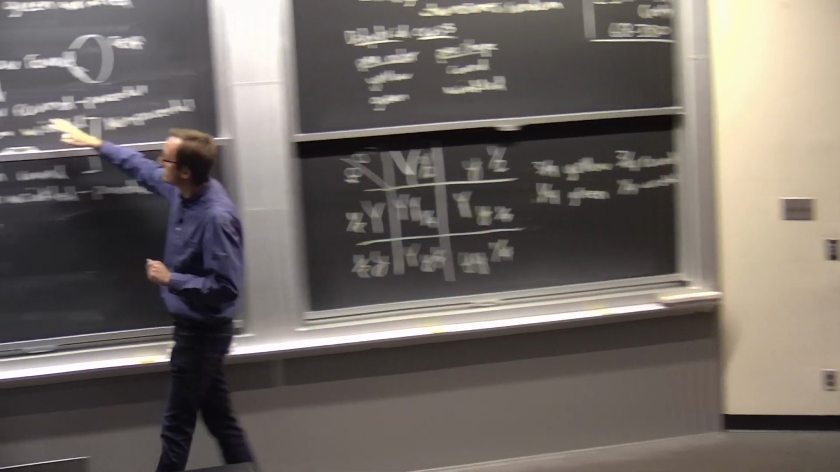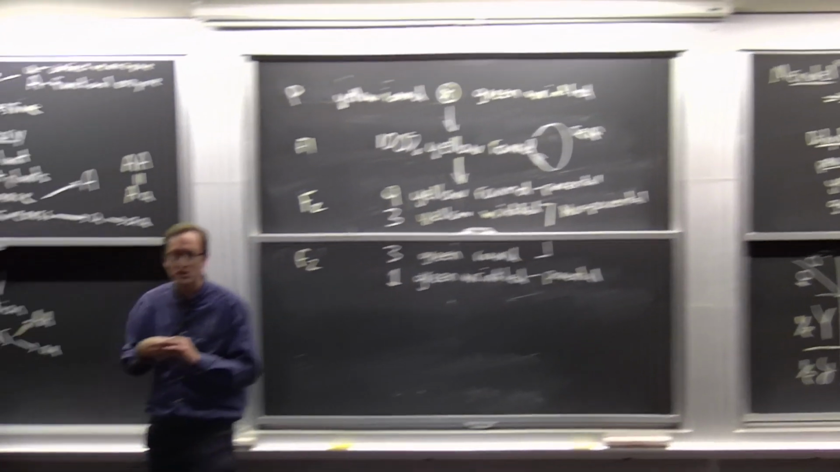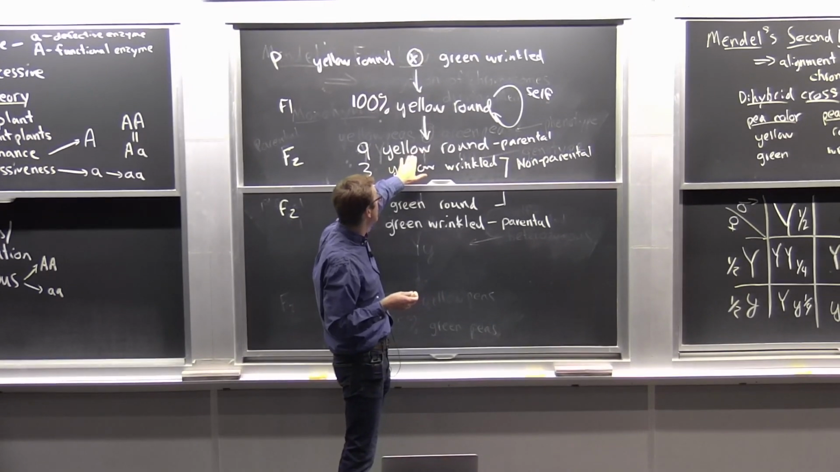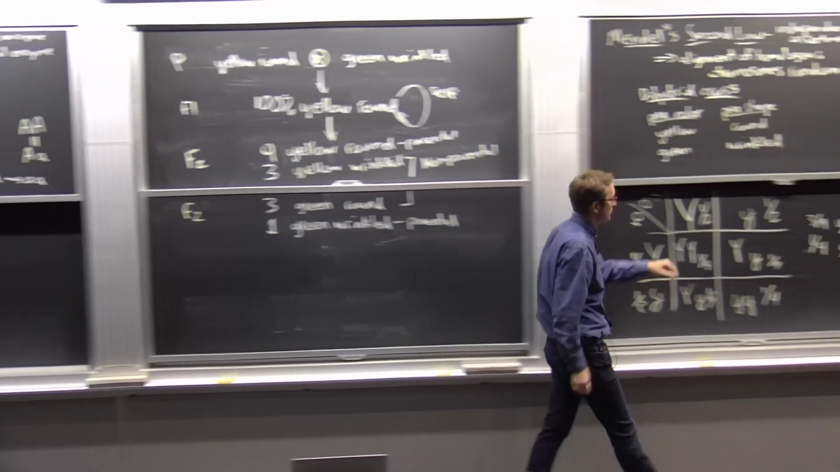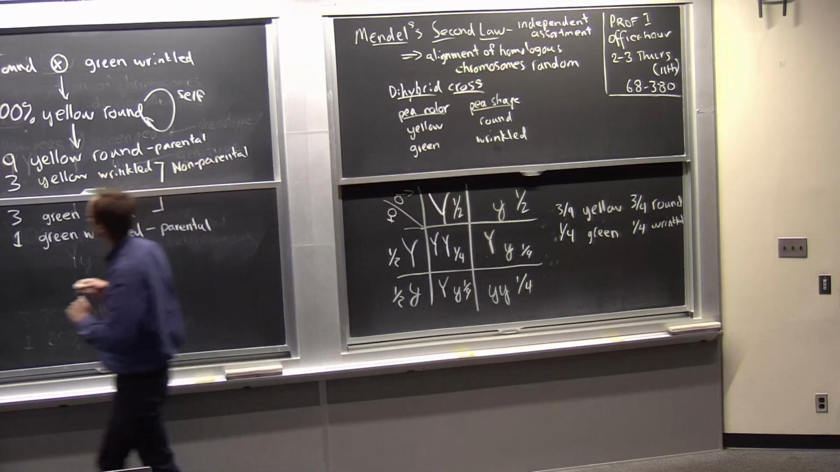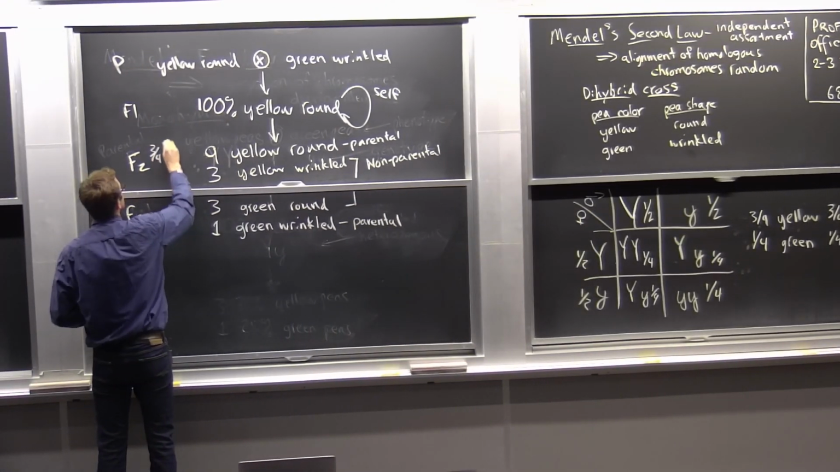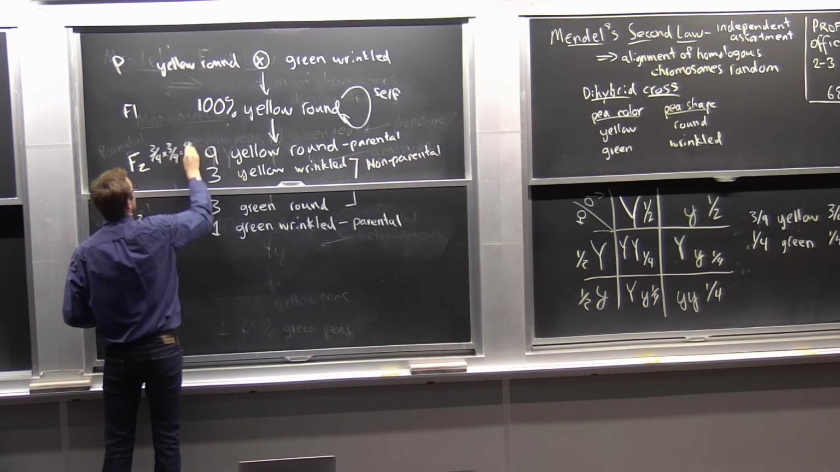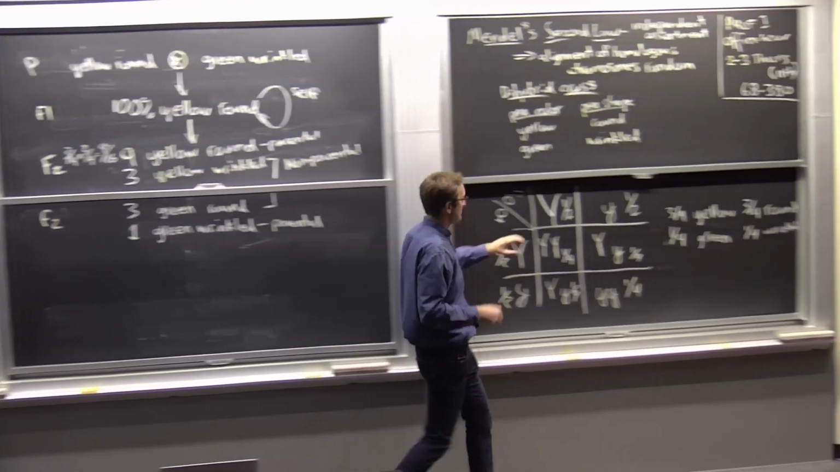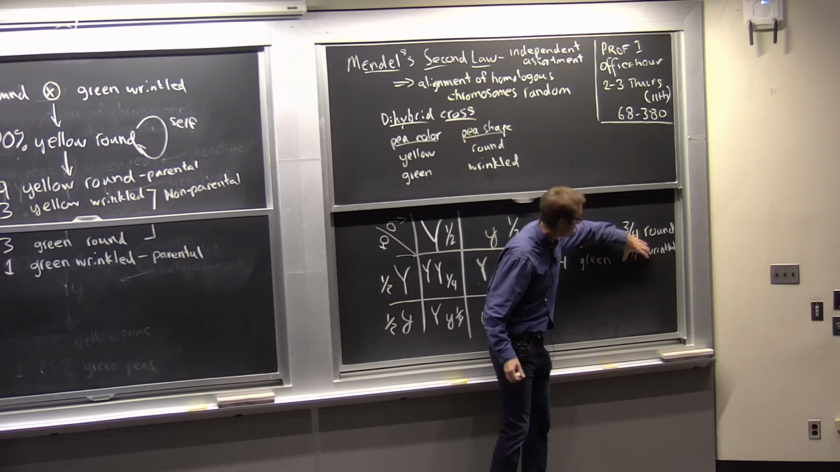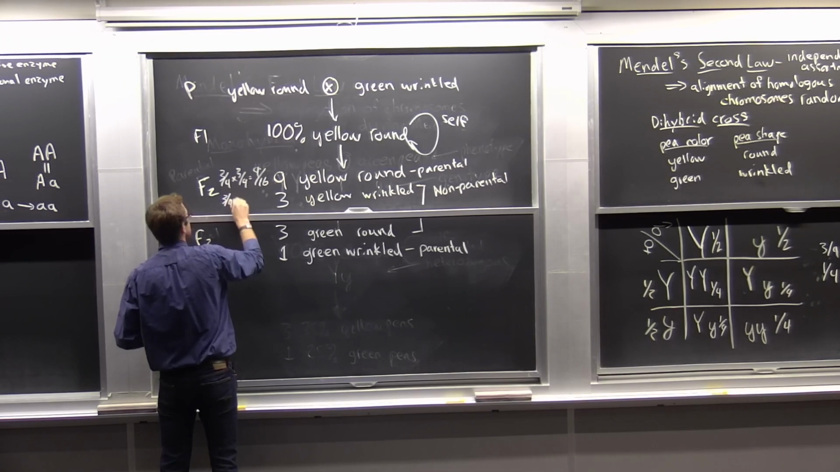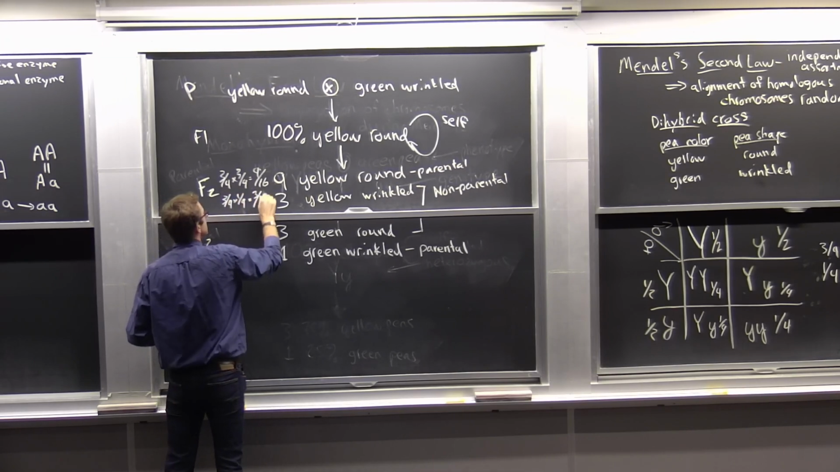Okay, so now if we just consider these different classes of progeny here, we can consider two monohybrid crosses, and what's the joint probability of being both yellow and round? So the joint probability of being yellow and round is 3/4 times 3/4, which equals 9/16. Now if we consider yellow and wrinkled, that's the joint probability of 3/4 and 1/4. So this probability is 3/4 times 1/4, which is equal to 3/16.